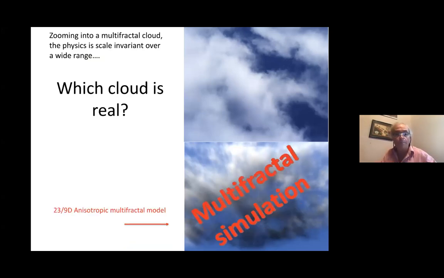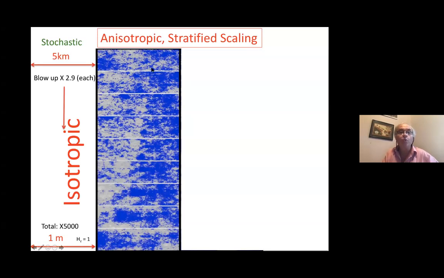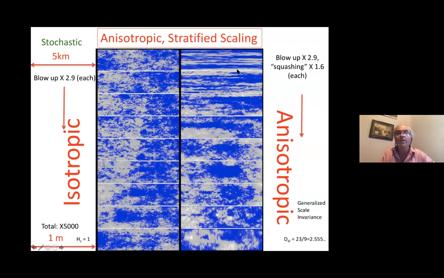Okay, so this was the simulation. You need, in fact, to slightly improve the idea of just an isotropic blow-up. Here, this shows a cross section of a multifractal atmosphere where you blow up and blow up, but you see something that's more or less the same. But to have a realistic cross section, you would have to start with something pretty flat. You blow up and squash, blow up and squash, so eventually things get more and more roundish. This is the 23/9 model, which is essentially supported by the data. The data give about 2.57 plus or minus 0.02, and this is about 2.55 for the dimension that the model would imply.